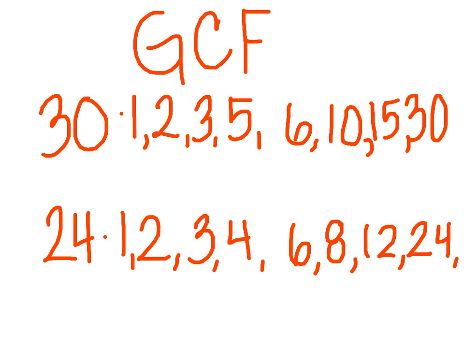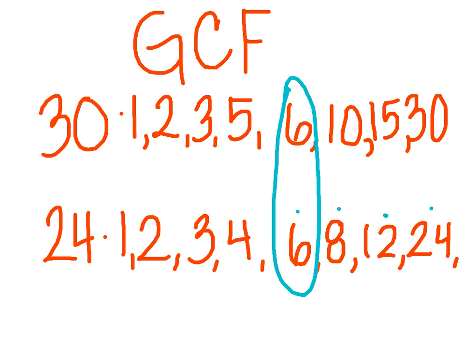So looking at this, I'll start over at this end. And I can see here that 24 appears here, but it doesn't appear up here. 12 appears down here, but not up top. 8 appears down here, but not up top. 6 appears here, and it appears up top. This is my greatest common factor for these numbers.